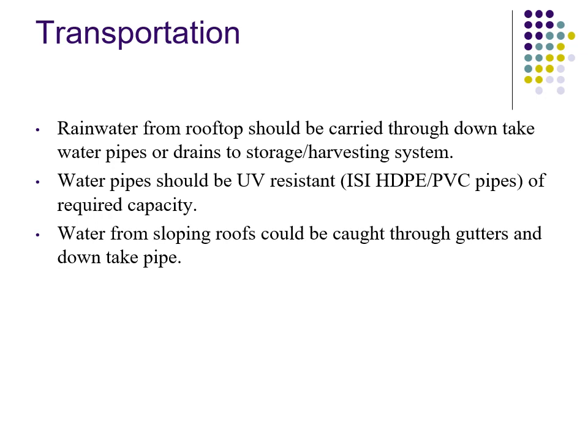The second one is transportation. Rainwater from the rooftop should be carried through downtake water pipes or drains to the storage area or harvesting system. The water pipes should be ultraviolet resistant ISI high density polyethylene pipes, or HDPE pipes, or polyvinyl chloride pipes, or PVC pipes of required capacity. Water from sloping roofs could be caught through gutters and downtake pipe.